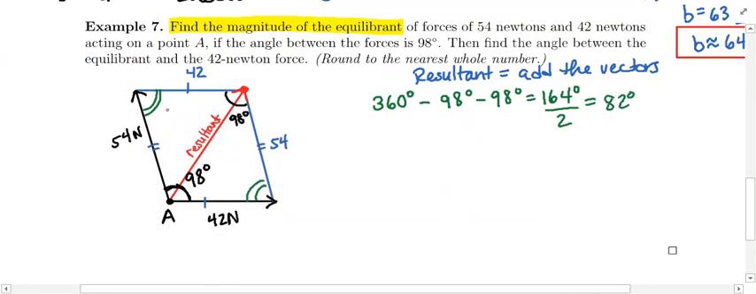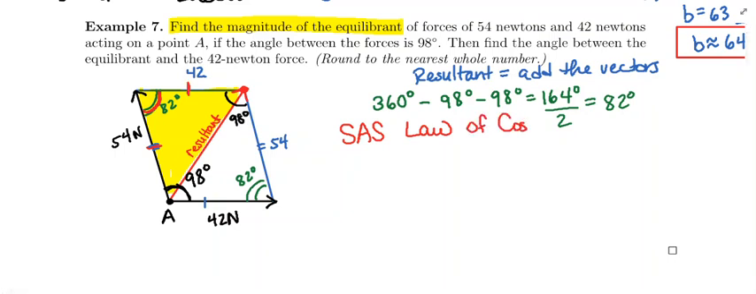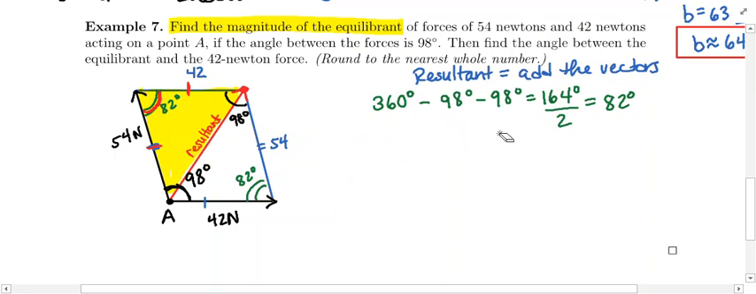Okay, so that's going to be the measure here, and then that's the same as the measure here. Like I said, we're trying to find the magnitude of this red vector. I'm going to shade in one of the triangles here, even though they're the same. Let's look at this triangle. Look what I know: I know a side, an angle, and a side. So this is a SAS case, and I can use the law of cosines to figure out the length of the resultant, or the magnitude of the resultant.